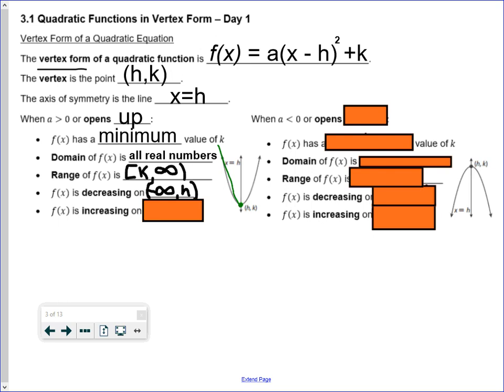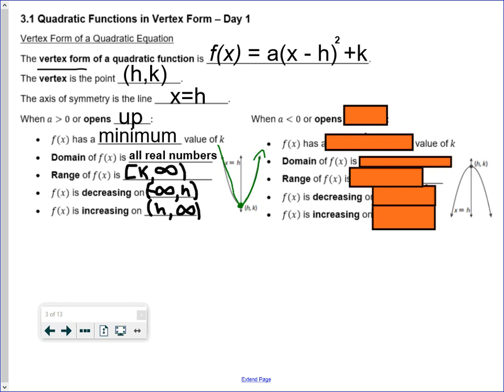We talk about decreasing and increasing by values of x. So we're decreasing from negative infinity all the way up to h. And as soon as I hit this h value, I start increasing again as I go to the right. So I'm increasing from h to positive infinity. So from negative infinity all the way to the x value of h, I'm decreasing. And as soon as I hit that vertex, which is a turning point, I start going back up. I'm increasing from h, the x value of h, to infinity.